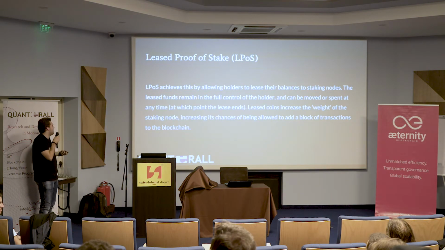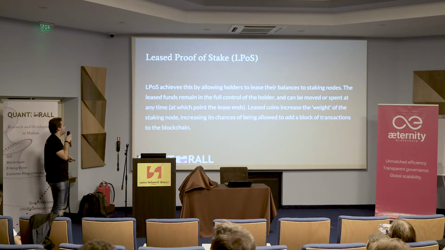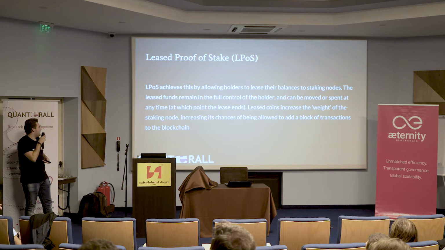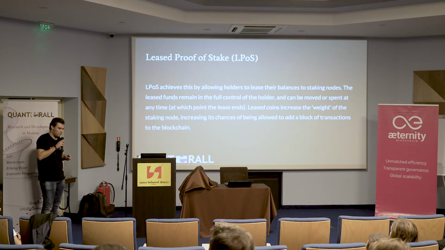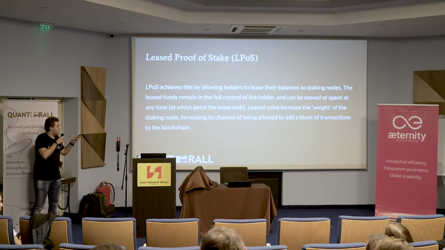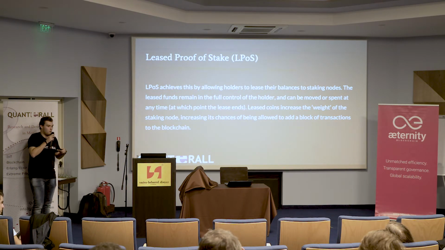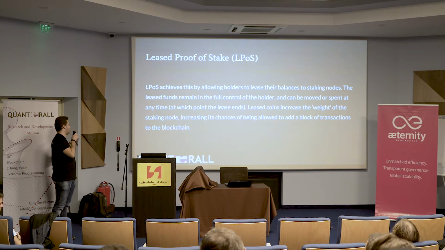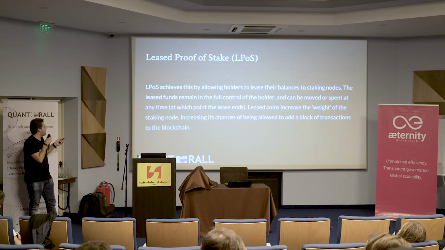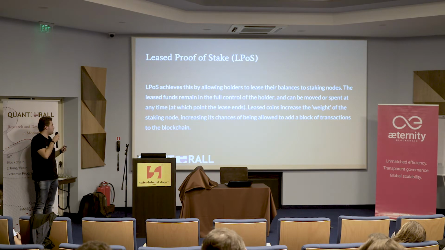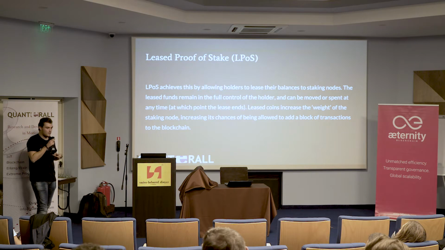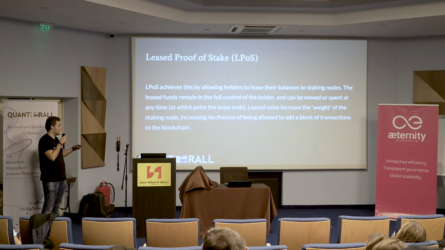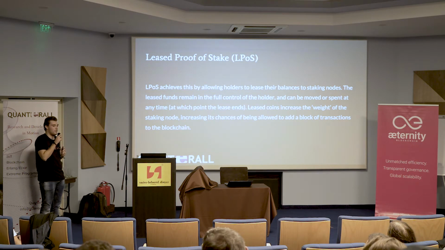Okay, let's look at some flavors of proof of stake. This is leased proof of stake. Leased proof of stake achieves participation of all stakers, no matter how much money they have in their accounts, by letting them lease their balances to the staking nodes, to the most wealthy people in the network. The leased funds remain in the full control of the holder and can be moved or spent at any time, at which point the lease ends. Leased coins increase the weight of the staking node, increasing its chances of being allowed to add a block of transactions to the blockchain.